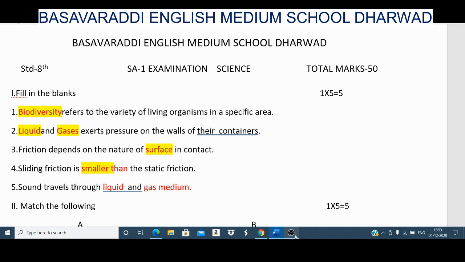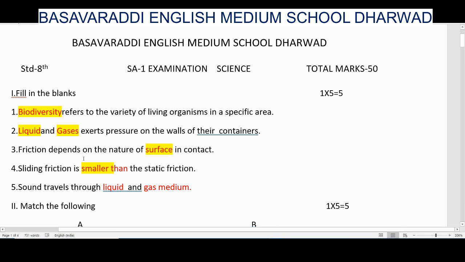So dash refers to the variety of living organisms in a specific area. What the question is asking is, when you have different kinds of organisms in a specific area, it means biodiversity. So biodiversity means where a variety of organisms are present in a specific area.